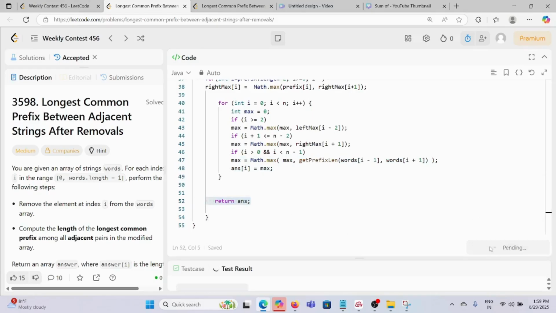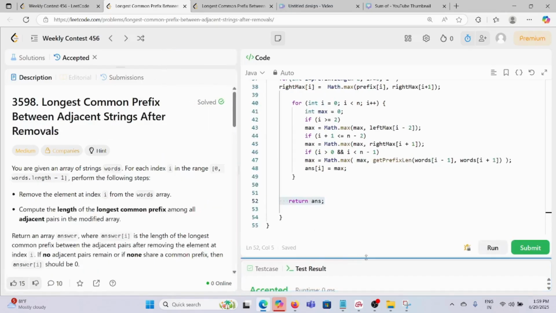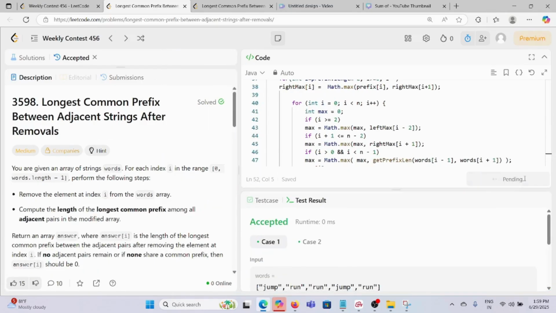So let me run my code here. Okay, let me try to submit it. So I am submitting it.